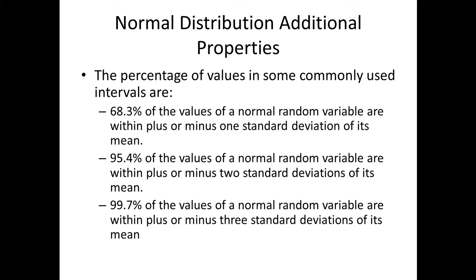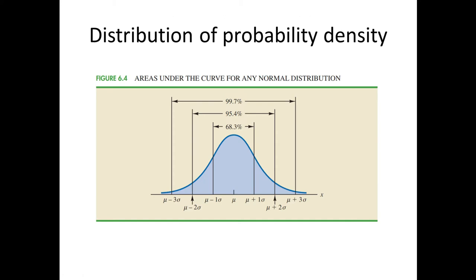In general, these percentages apply for all normal distributions. You'll find 68.3% of the values will lie within one standard deviation of the mean. 95.4% are going to lie within two standard deviations of the mean, and 99.7% of the values are going to lie within three standard deviations of the mean. So this is what it actually means. Here 68.3% of the values lie within one standard deviation of the mean, that's from mu minus sigma to mu plus sigma. Then within two standard deviations, you have 95.4% of all your values. And within three standard deviations, you're going to have 99.7% of your values.